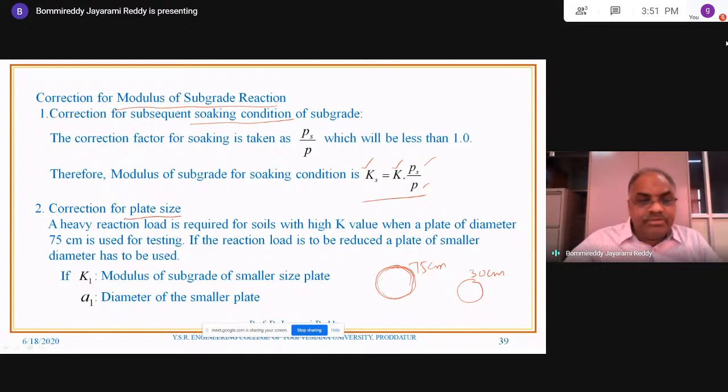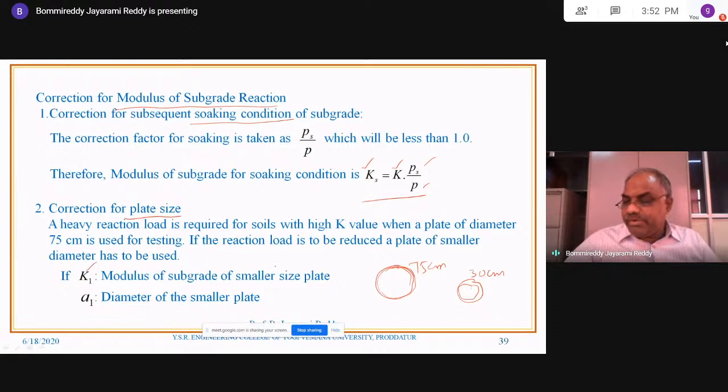So what normally we do, a heavy reaction load is required for soil with a high K value when the plate diameter is 75 centimeter for testing. Sometimes the plate may not be available. Sometimes when the subgrade is very hard, a very high load is required to penetrate 0.125 centimeters. In such a case, a smaller diameter of the plate can also be used, and accordingly K1 is computed.